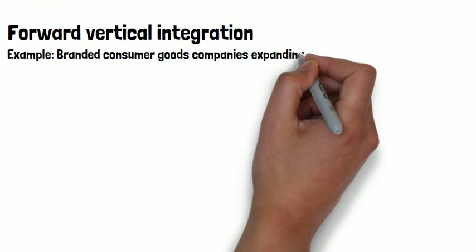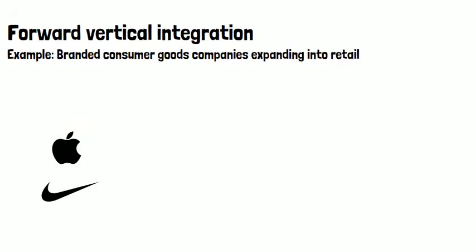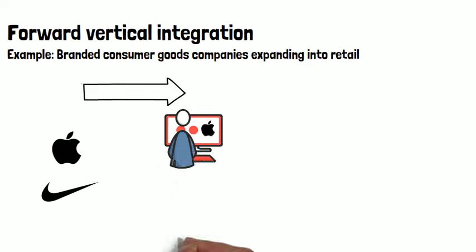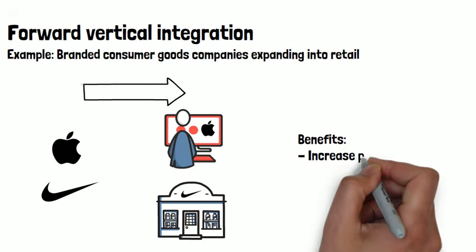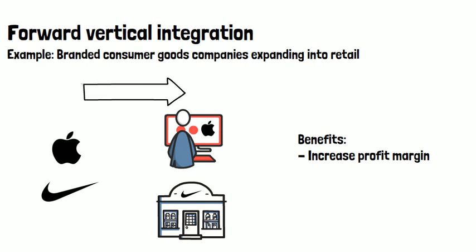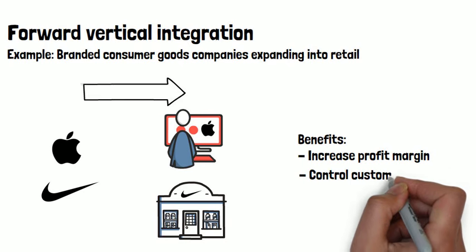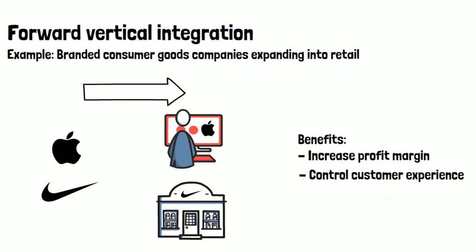Forward vertical integration often involves the expansion of well-known brands, like Apple or Nike, into retailing, either online or through physical stores. Such a step can be profitable since it allows the brand to capture the profit margins that were previously earned by the retailer. Forward vertical integration also allows the brand to control the overall experience the customer gets when buying its products.